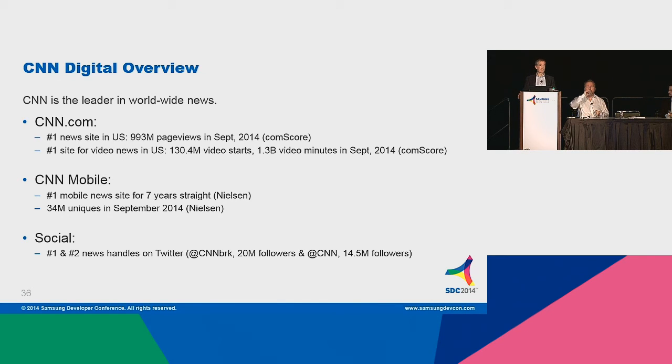We're actually bigger in a lot of respects on the digital universe. So CNN.com is the #1 news site in the United States for news consumption. These are all stats as of September of this year. We're also the #1 site for video news consumption, with about 1.3 billion video minutes in September of this year alone. Within our mobile division, we're the #1 mobile news site and have been for 7 straight years running. And we average, as of September, about 34 million uniques in any given month. We're also very big in social. We're the #1 and the #2 respective news handles on Twitter.